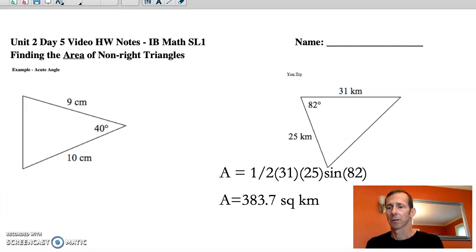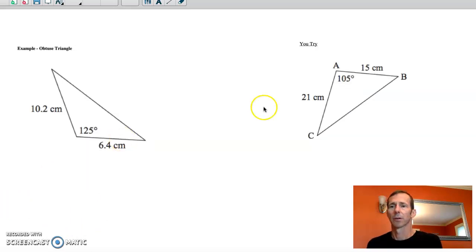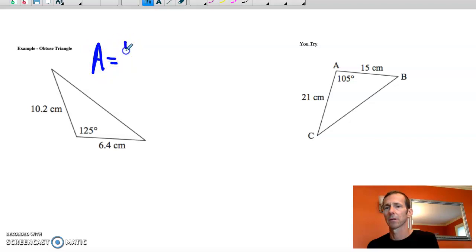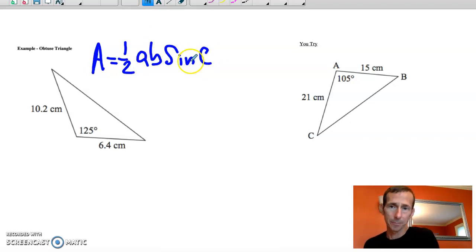All right, now we are going to do a similar example, but with an obtuse triangle instead of an acute triangle. You will notice that obtuse just means bigger than 90, but it's the same exact idea. We are going to write down the formula. The area is 1/2 AB sine C, and it does not matter what letters we put up here, but the angle that we're using has to be in between the two sides, side angle side.